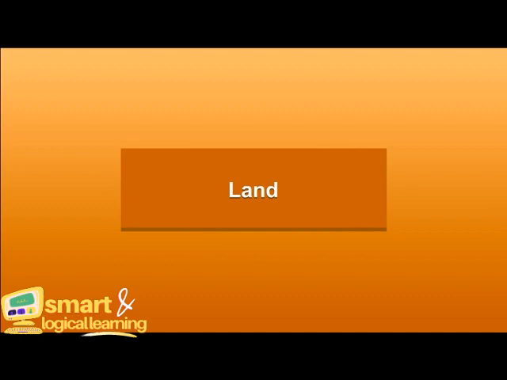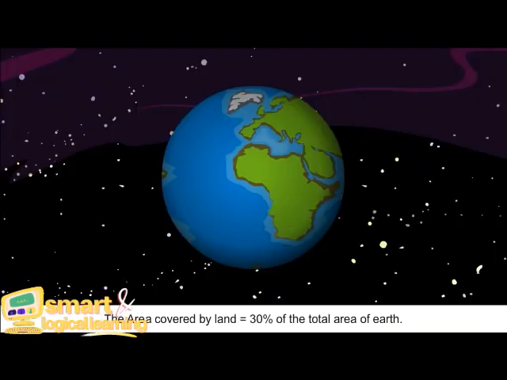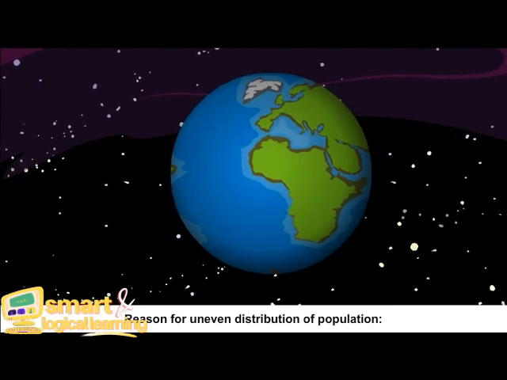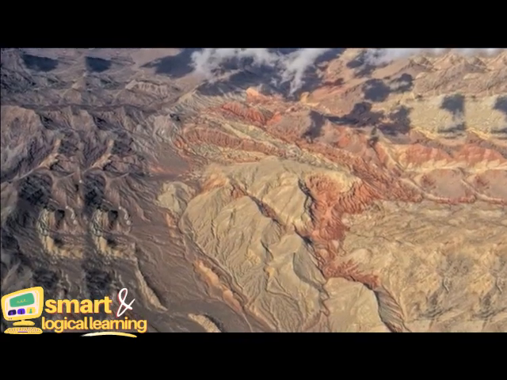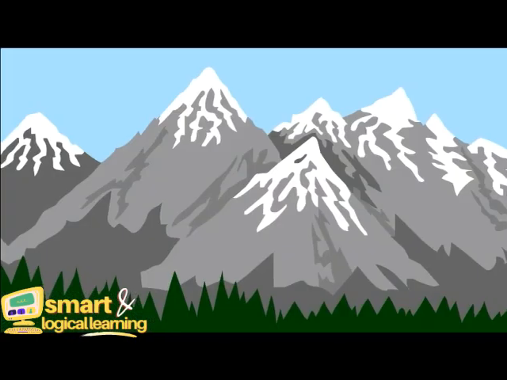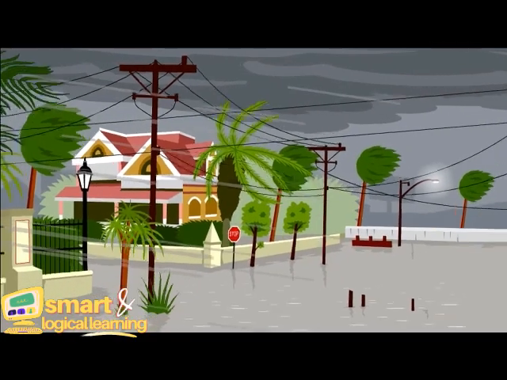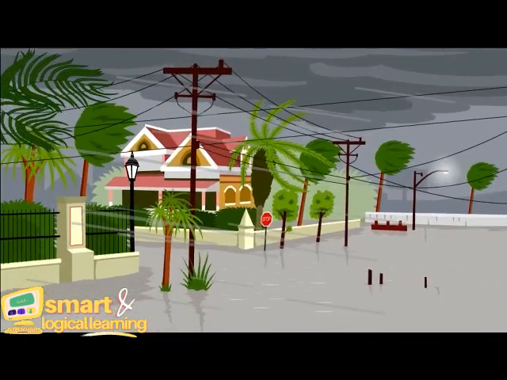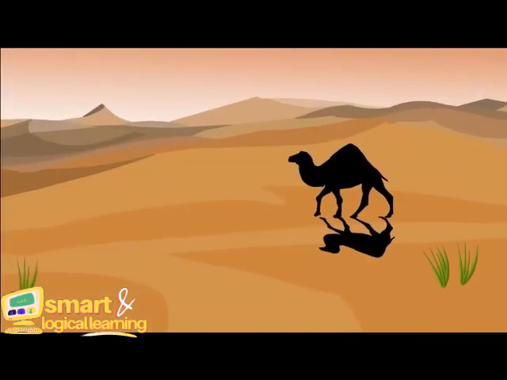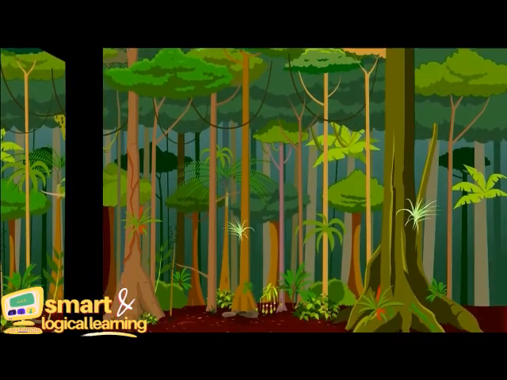Land. The area covered by land is 30% of the total area of Earth. Reason for uneven distribution of population: irregular topography, steep slopes of the mountains, low-lying areas capable of waterlogging, desert areas, thick forest.